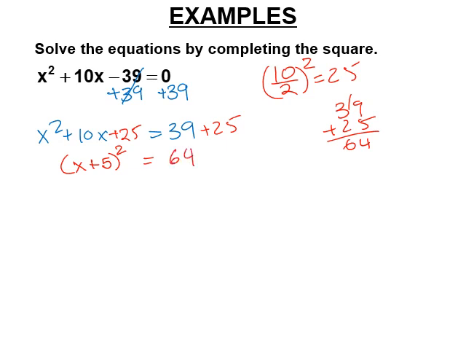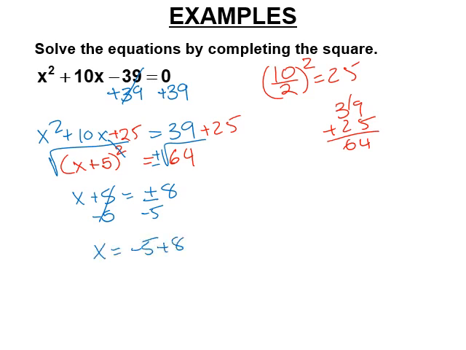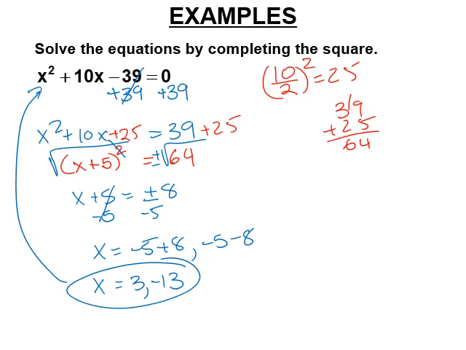Take the square root of both sides, positive and negative square roots. So we have x plus 5 equals positive 8 and negative 8. Subtract 5 from both sides. X equals negative 5 plus 8 and negative 5 minus 8, also known as 3 and negative 13. Yeah, that one again was factorable.